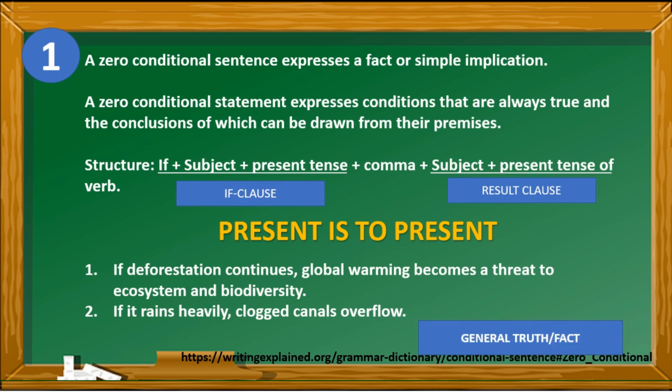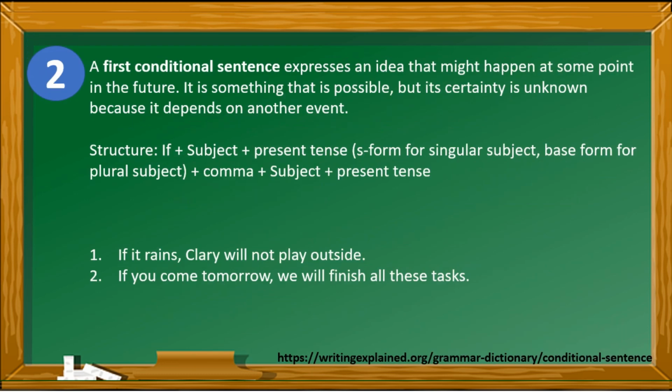A zero conditional sentence states a general truth or a fact. Always remember that. Number 2 is a first conditional sentence that expresses an idea that might happen at some point in the future. It is something that is possible, but its certainty is unknown because it depends on another event.